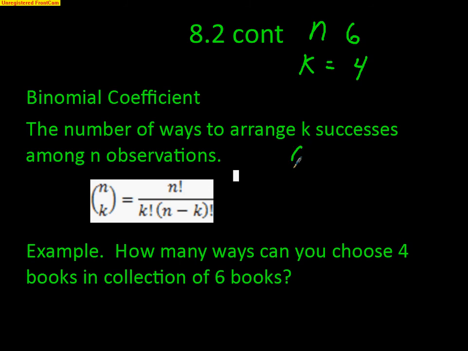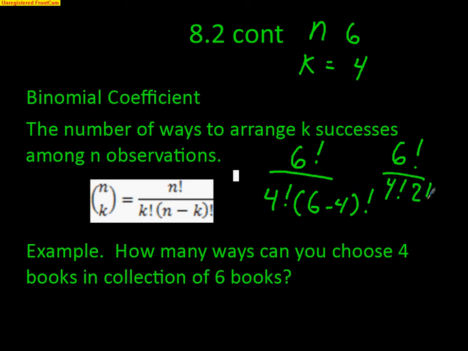So in this we would have 6 factorial over 4 factorial times (6 minus 4) factorial. That gives me 6 factorial over 4 factorial times 2 factorial. 6 factorial can be written as 6 times 5 times 4 factorial, over 4 factorial. And then 2 factorial is really just 2. So the factorials will cancel out, the 2 will go into the 6, and we're left with 15.